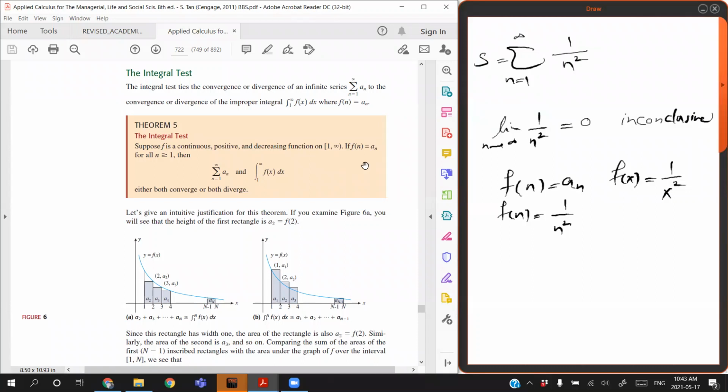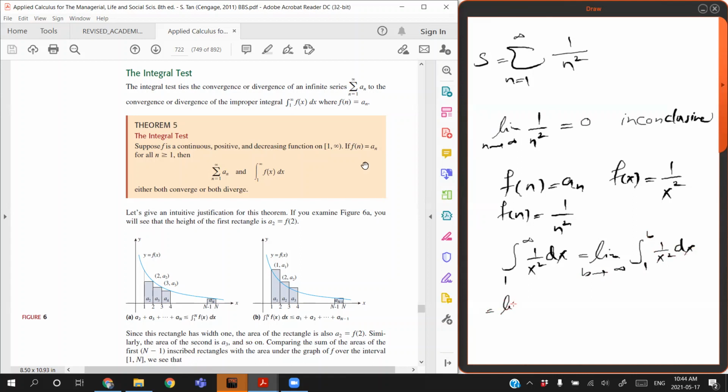Then I just need to calculate this integral from 1 to infinity of 1 over x squared dx and see whether this integral is convergent or divergent. If this is convergent, then so is the series. If this is divergent, then so is the series. That's the integral test. So this is going to be the limit as b approaches infinity of the integral from 1 to b of 1 over x squared dx.